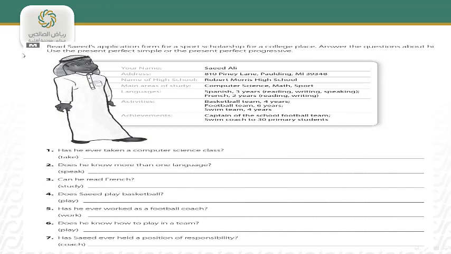Now, let's move to the questions. First one: has he ever taken a computer science class? We have the verb take. So the answer will go like this: Yes, he has taken a computer science class. Has plus the past participle of take, taken.